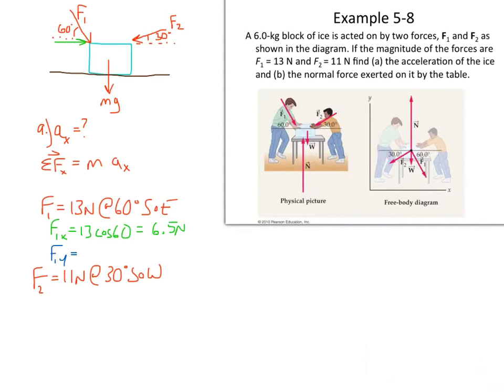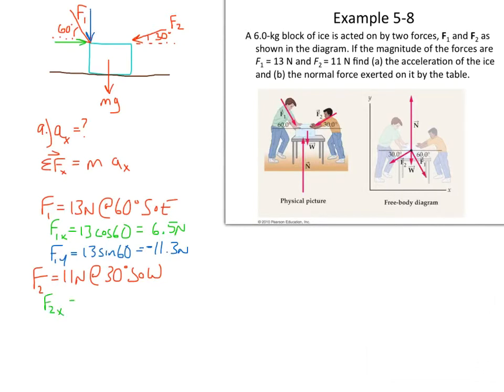F1y, that's going to be 13 sine of theta, right? 13 times the sine of that angle. So 13 sine of theta, I get 11.3, we'll say. 11.3 newtons. Is that positive or negative? It's being directed downwards, isn't it? So that F1y is going to be negative, so we've got to put a negative sign in front of that 11.3 newtons. All right, let's do the x and the y for force 2.